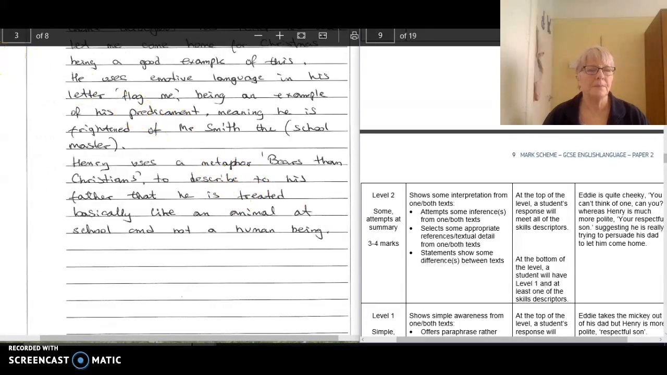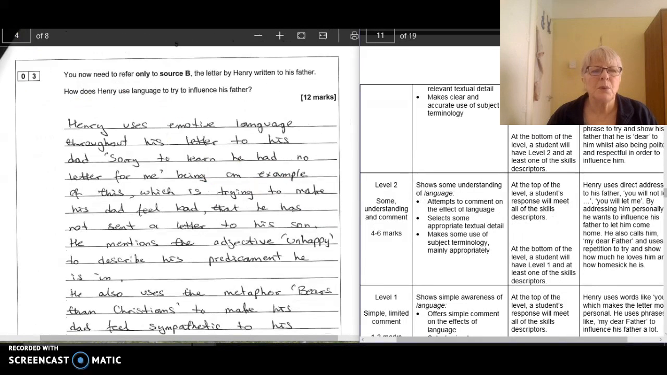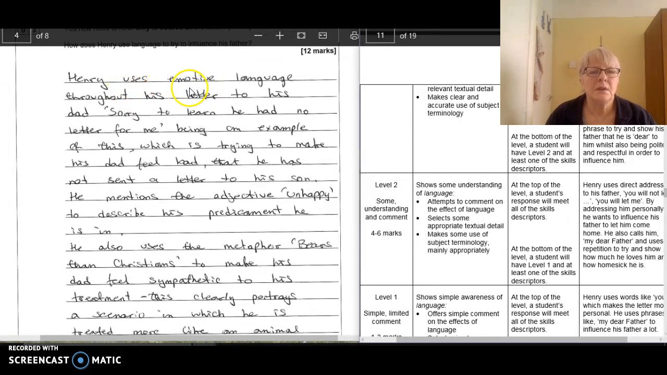So that's not bad. Moving on to question 3, which is the language question. How does Henry use language to try to influence his father? You've done quite well on this question. You started off saying he uses emotive language throughout his letter and given a good example, and explained what he's trying to do, how he's trying to make us feel bad for not writing to him.